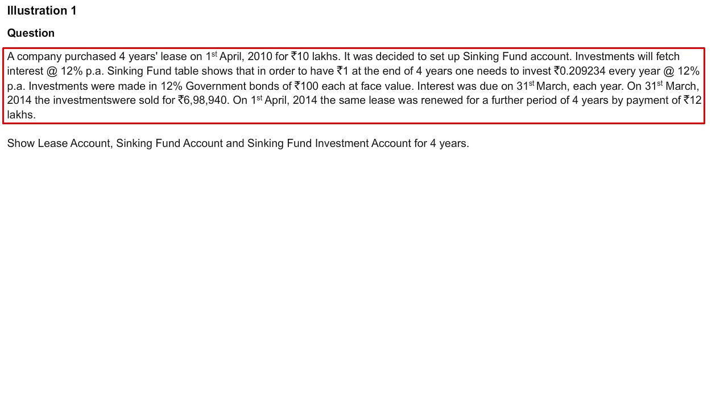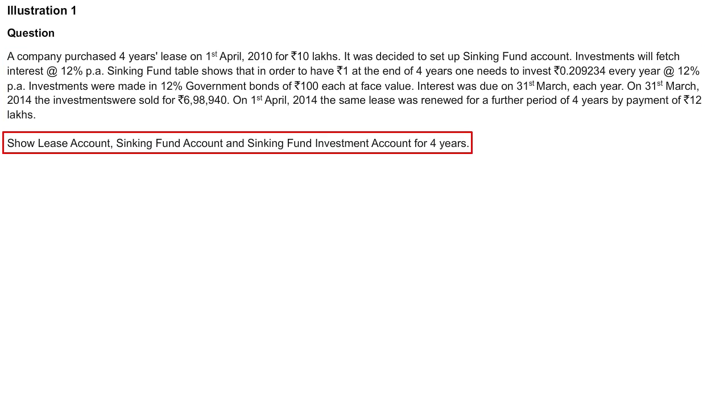Sinking fund table shows that in order to have rupee 1 at the end of 4 years, we need to invest rupee 0.209234 every year at 12% per annum. Investments were made in 12% government bonds of rupees 100 each at the face value. Interest was due on 31st March each year. On 31st March 2014, the investments were sold for 698,940. On 1st April 2014, the same lease was renewed for a further period of 4 years by payment of rupees 12 lakhs. Show the lease account, sinking fund account and sinking fund investment account for 4 years.